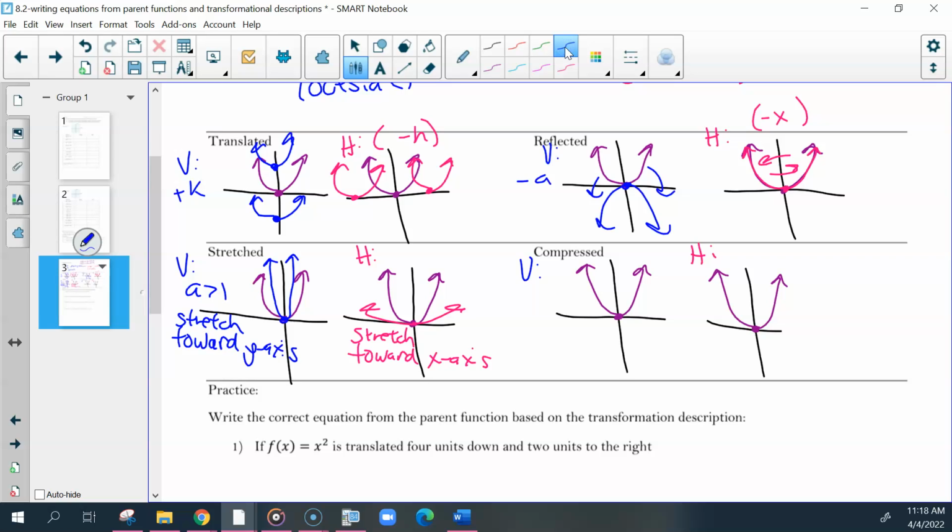For vertical compression, we know that it's wider. It kind of looks like a horizontal stretch, but they are two different things. This is when your a is a fraction, so I'm going to write this like that. 0 is less than a, which is less than 1. It has to fall within that. Your a value has to fall between 0 and 1, so it has to be some sort of fraction. And whenever we have a vertical compression, it's shrinking away from the y-axis, which is why it's getting wider.